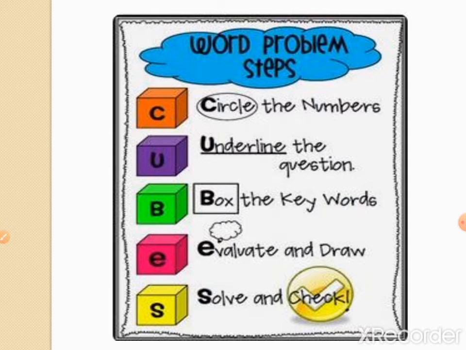Next, box the keywords. Keywords means the words which are indicating which operation will be required in this question. Then, draw or evaluate. Evaluate means that you need to understand the basic concept of the question, and this you can do by drawing some keywords or pictures related to it. And finally, we should solve and check. So let us discuss some questions based on it.